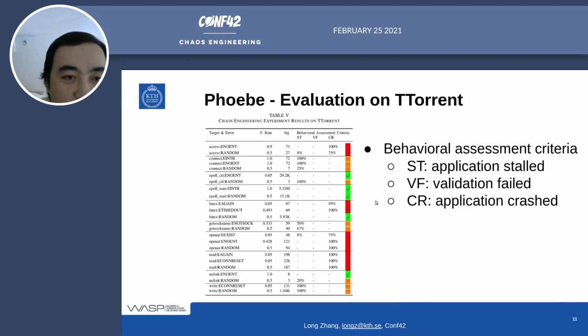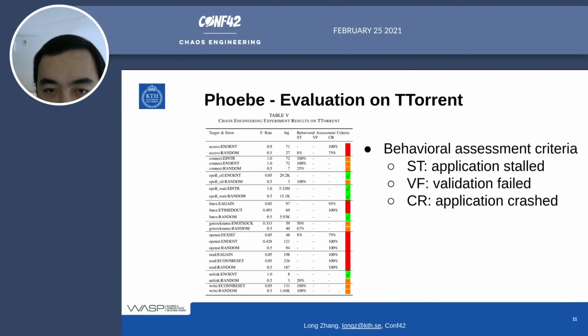We also did some experiments on tTorrent. tTorrent is a Java client which is used for downloading files using the BitTorrent protocol. So as a normal user, we use tTorrent to download files, and then we observe tTorrent's normal behavior and also collect all the naturally happening errors. And then based on these naturally happening errors, we generate error injection models for Phoebe for our chaos engineering experiments. And this is the result of the evaluation experiments on tTorrent. Similarly, we can find that tTorrent is resilient to some of the system call invocation errors, and some of the system call invocation errors are quite critical to tTorrent's functionalities.